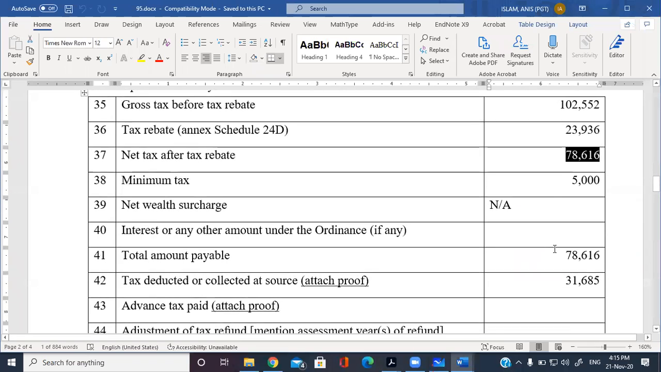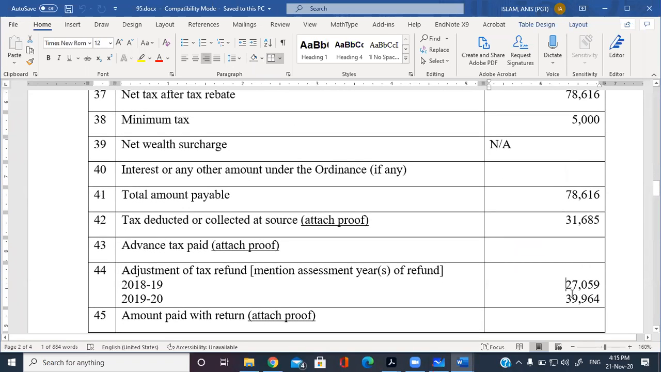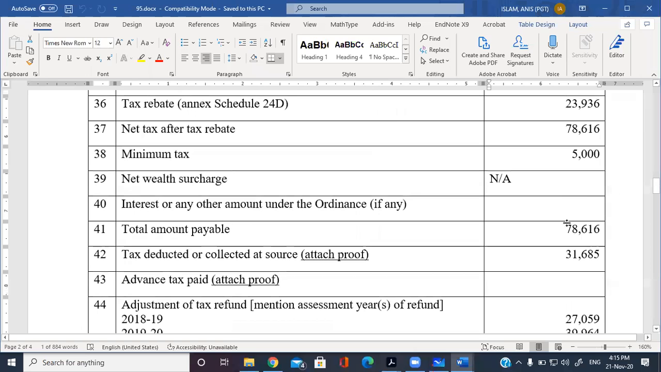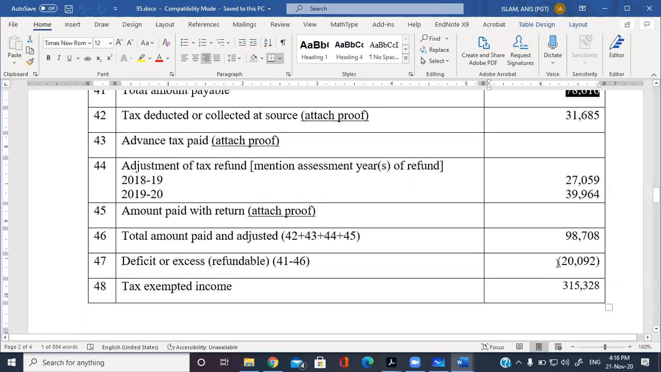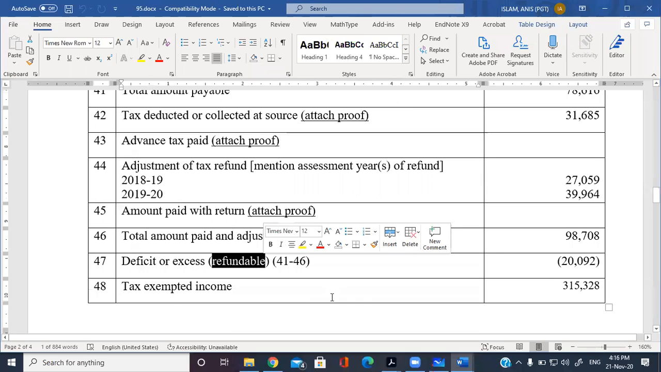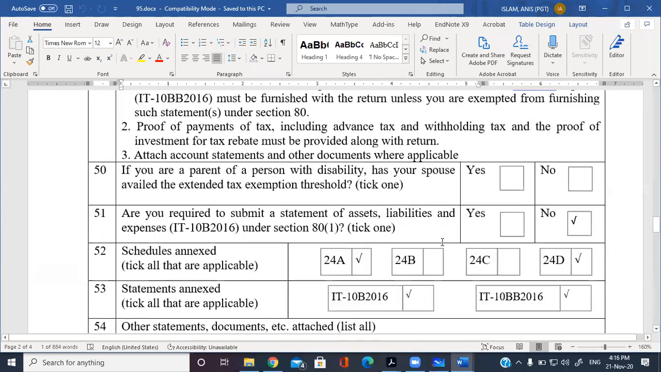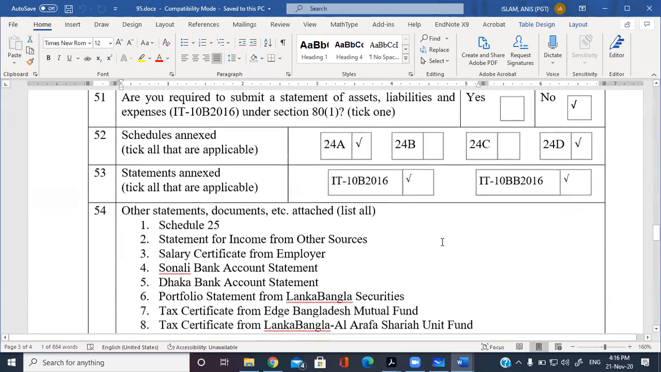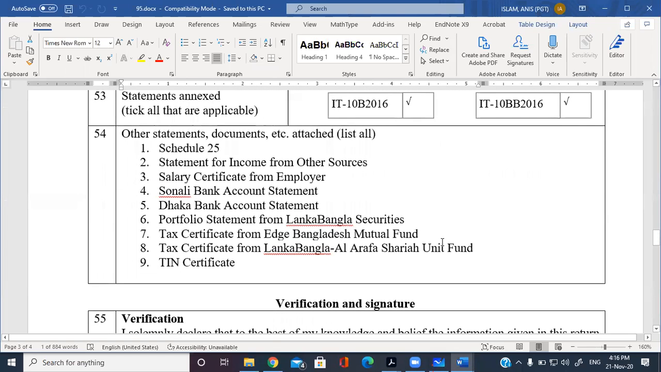But based on my previous tax payment and the tax deducted at source, I have seen that I have paid 98,700. But how much do I need to pay? 78,616. So the excess amount I have paid will be known as refundable. Have you got it? This is the way you need to calculate your taxable income from salary, investment tax allowance and tax liability we have seen today.